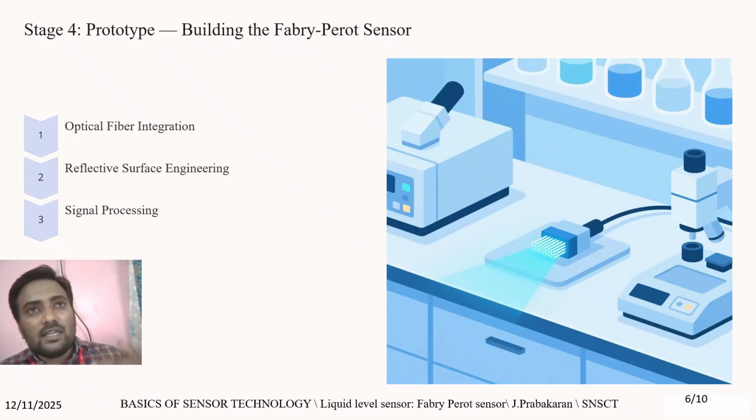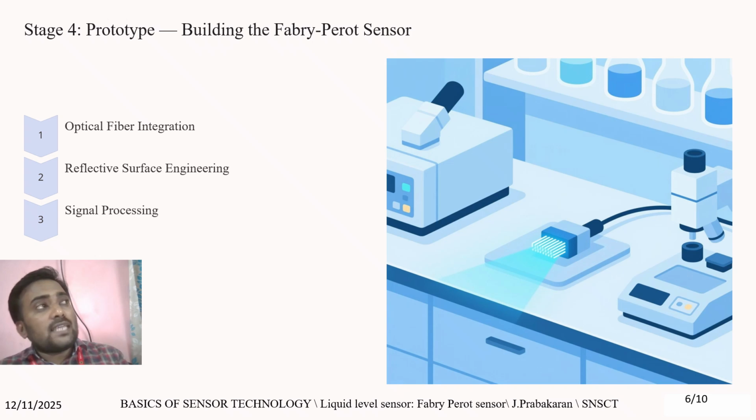The next stage of design thinking is prototype. Here we build the Fabry-Perot sensor. In this stage, the design concept is transformed into a model for testing and evaluation. The Fabry-Perot sensor operates on the principle of optical interference between two parallel reflective surfaces, forming what is known as the Fabry-Perot cavity. As the liquid level changes, the cavity length varies, which leads to a measurable shift in the interference pattern transmitted through an optical fiber.